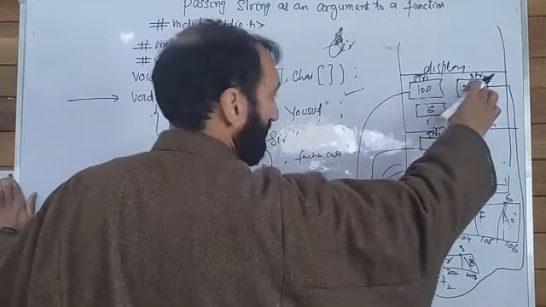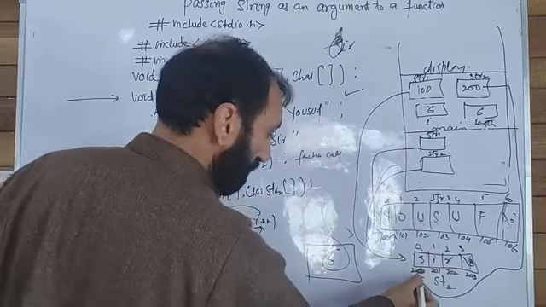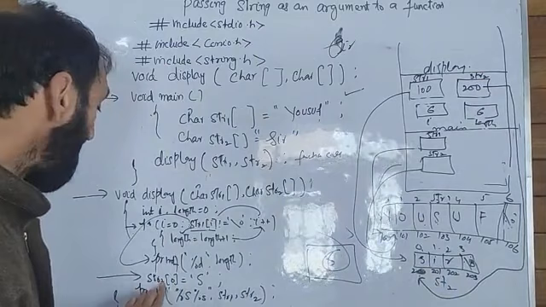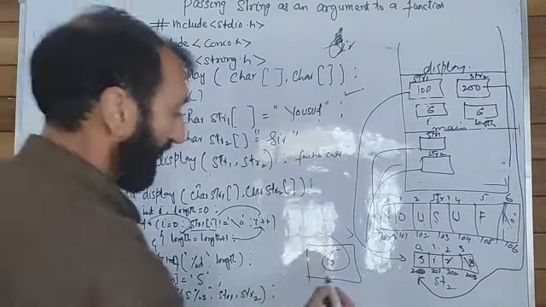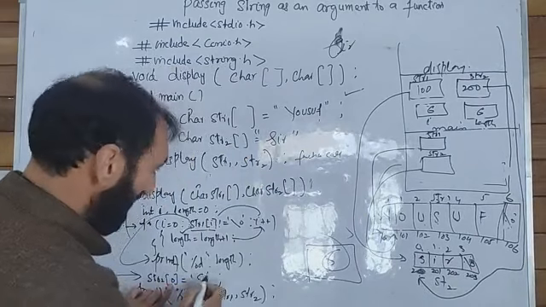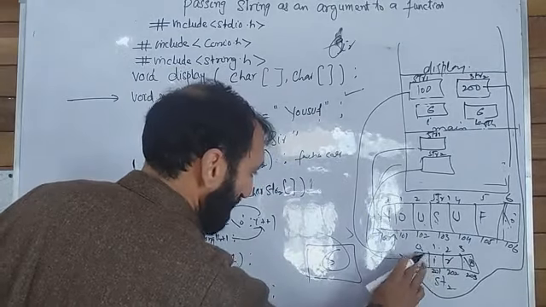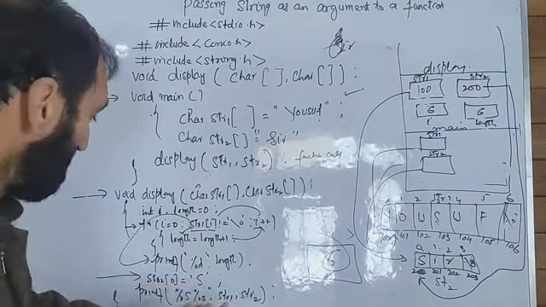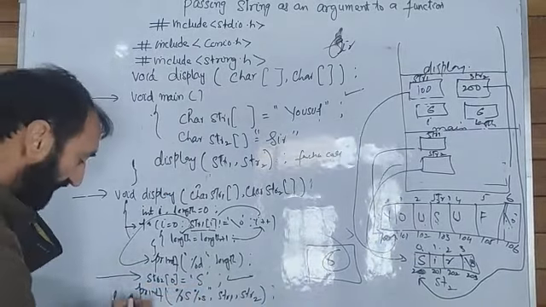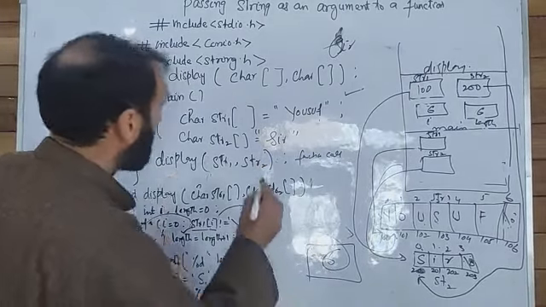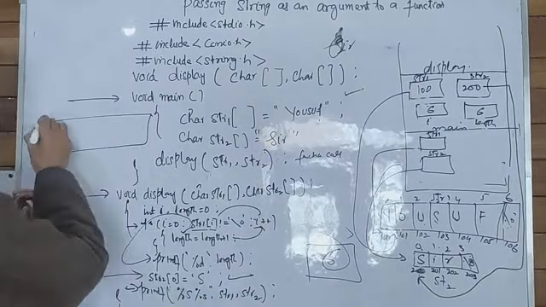str2 of 2, that means this one. str2 of 2 is the character at the second index, the small s. It gets replaced by a capital S, so str2 of 2 equals capital S. After execution of this line, control reaches printf with percentage s, and these strings get printed.